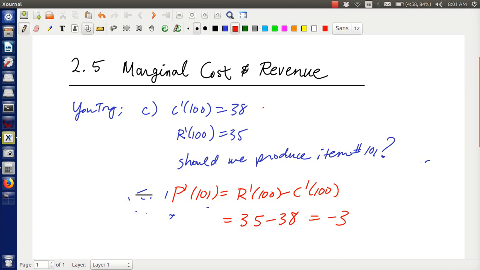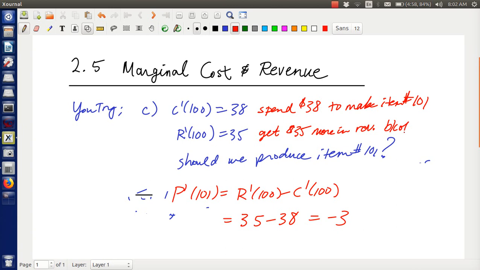So it means we spend, let's put units, $38 to make item number 101, but we get $35 more in revenue because of it. So we're actually losing money. It doesn't mean that we necessarily sell that specific item for $35. It might mean that we've changed the supply-demand curve sufficiently that we lower all the prices slightly or something like that. But you could think of it just on a micro scale, as the cost for that item and the revenue for that item. Okay, so we'll not produce it.